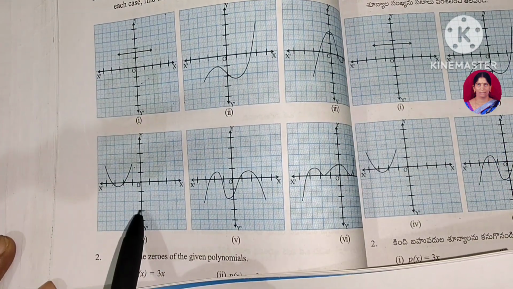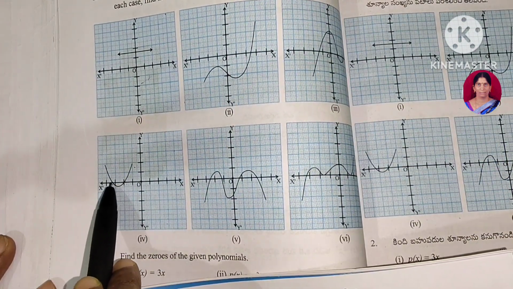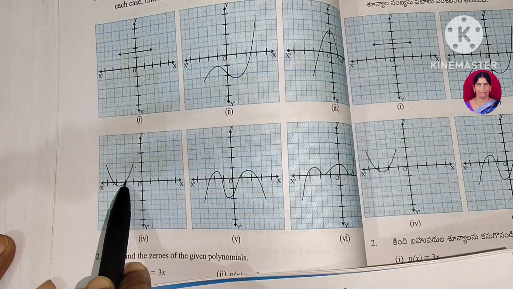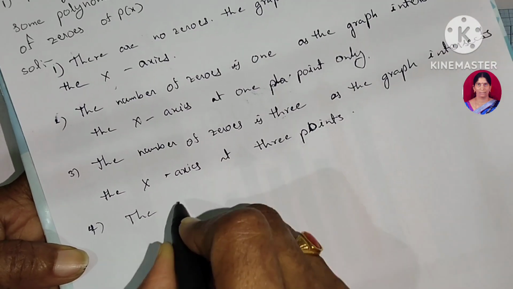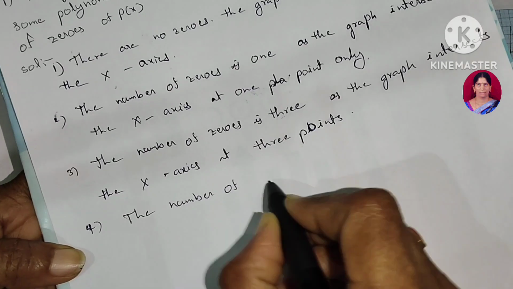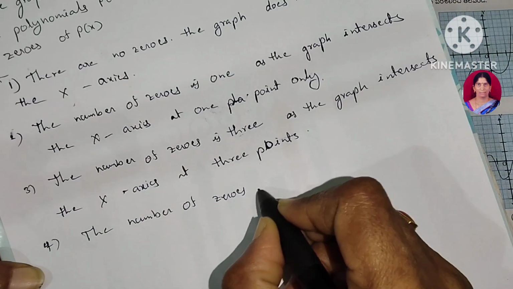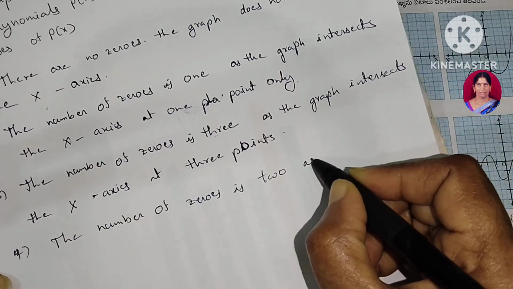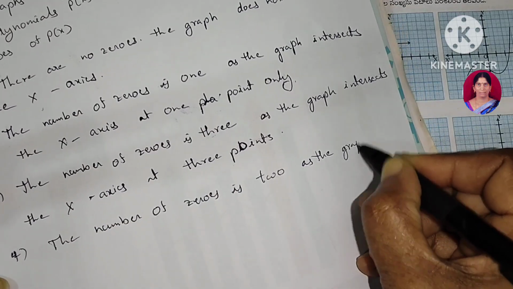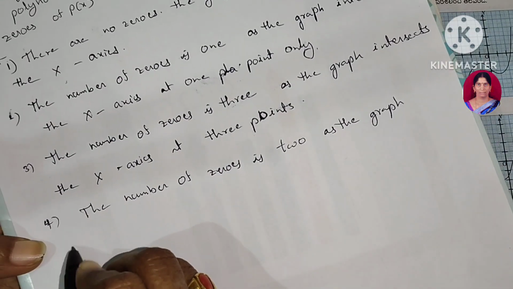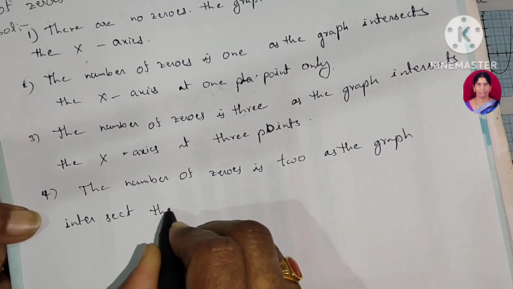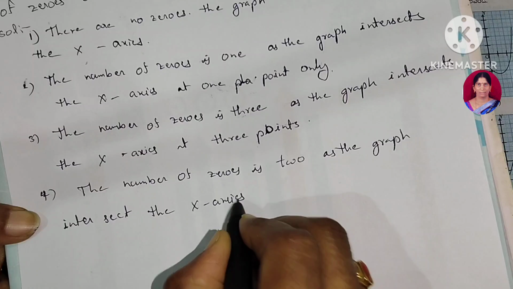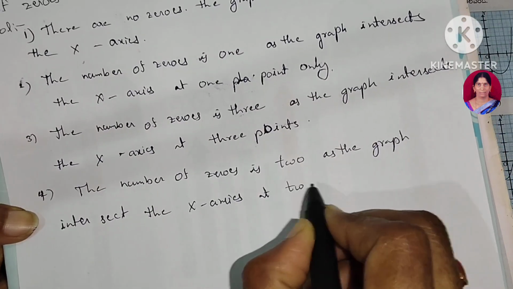Next we observe the fourth diagram. Here the given line intersects the x axis at 2 points. So we write that for the fourth one, the number of zeros is 2, as the graph intersects the x axis at 2 points.